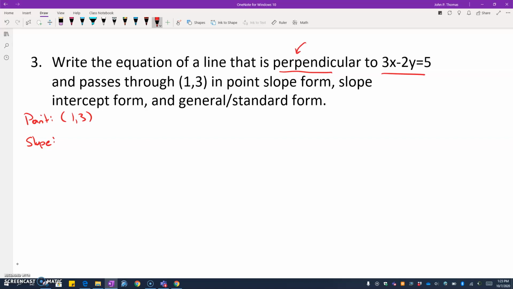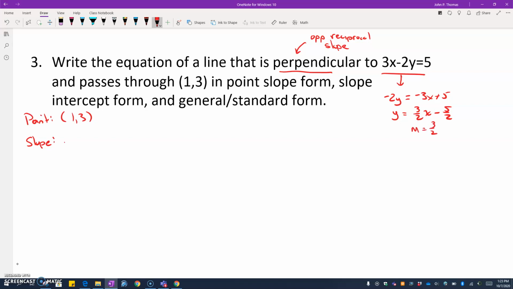So perpendicular, we've got to remember, means opposite reciprocal slope. All right, so the slope of a perpendicular line is the opposite reciprocal, so flip it over and change the sign, of the line that we're starting with. So I'm going to find the slope of this line by getting it into slope-intercept form. So negative 2y equals negative 3x plus 5, subtracting the 3x over. Then I'm going to divide by the negative 2, and I get 3/2 x minus 5/2. All right, so the slope of this line is 3/2.